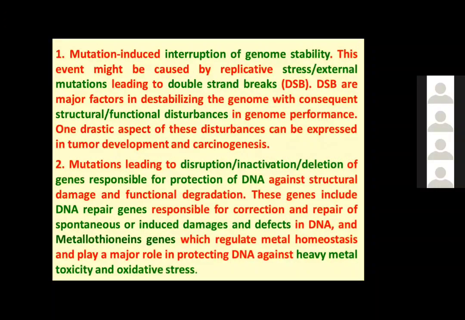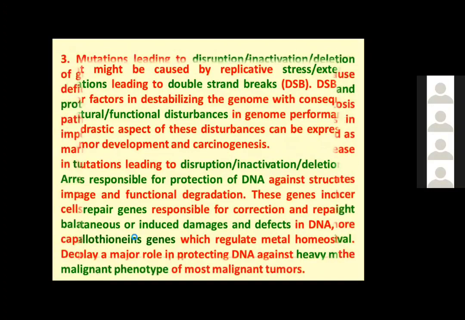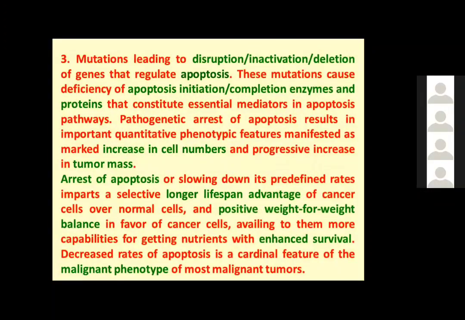We will mention them now: mutation-induced interruption of genome stability, as we said, mutations leading to disruption, inactivation, deletion of genes responsible for protection of DNA, as we said, against heavy metal toxicity and oxidative stress, the metallothionein genes. Or mutations leading also to disruption, inactivation, deletion of genes that regulate apoptosis.